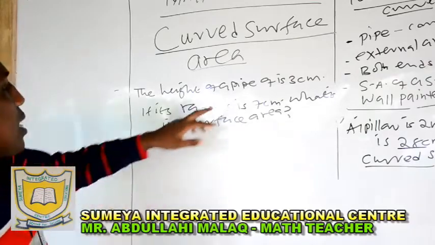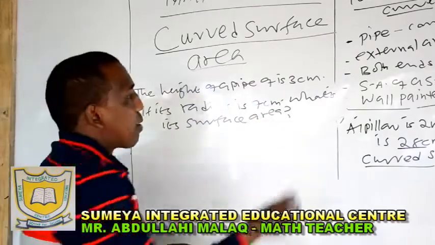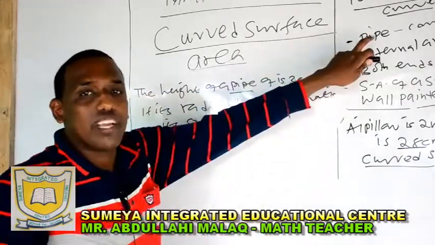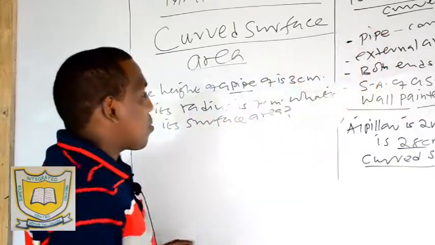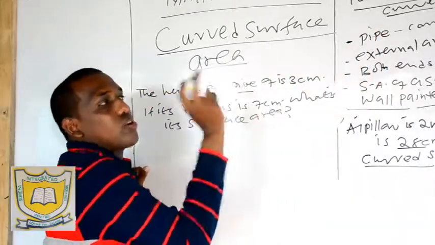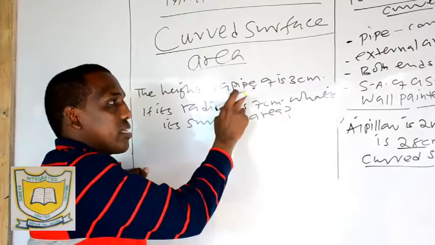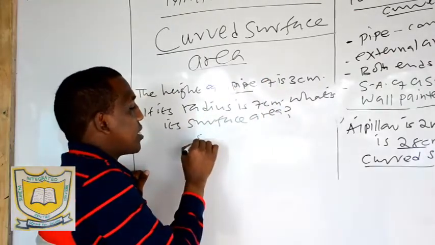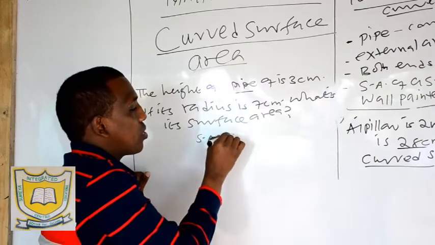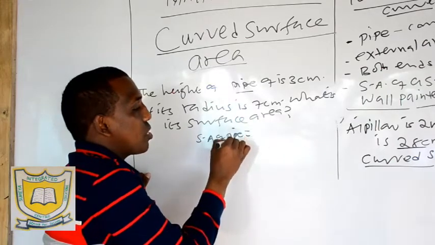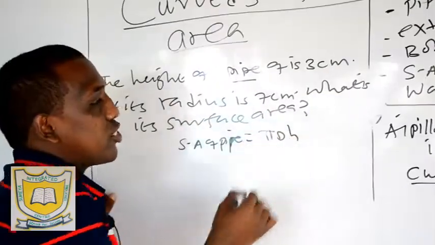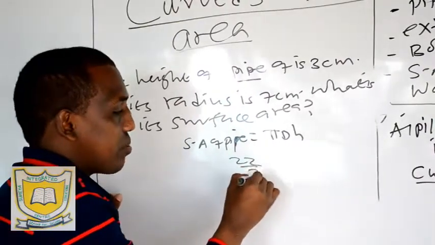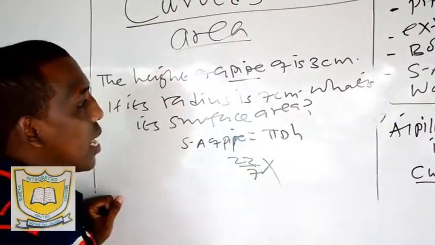Now, the pipe. The key word here is pipe. Remember we said for a pipe they want the curved surface area. Whenever they mention a pipe or external area, both ends open, that is curved. So whenever you are told surface area of a pipe, it is equal to the curved surface area, which is pi dh, 22 over 7 times diameter.